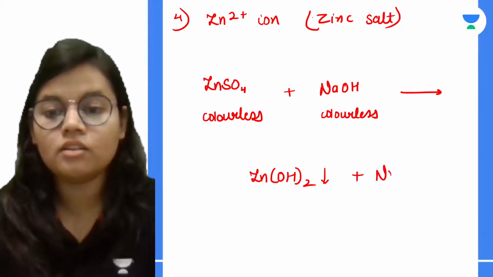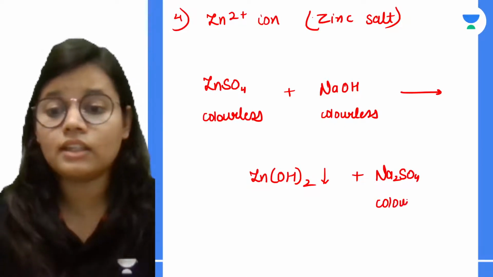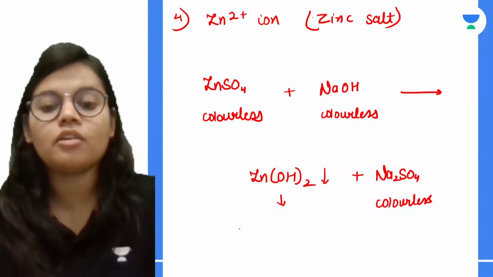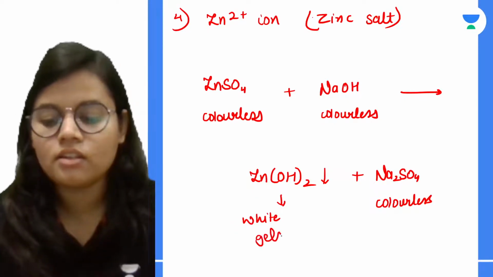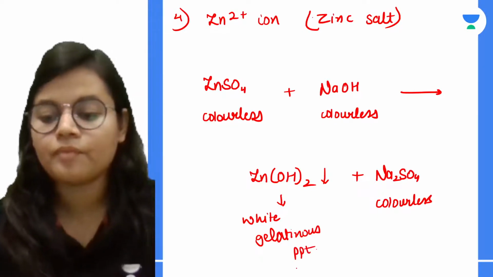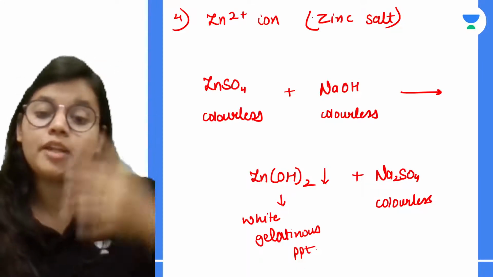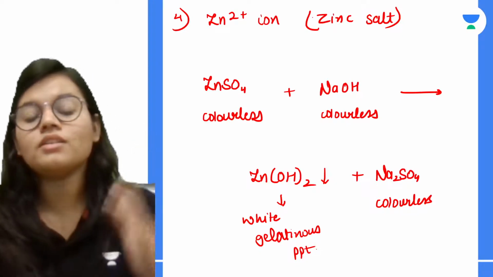And we will be getting sodium sulfate. Okay, so this is again colorless, and here this is a jelly like white precipitate, a white gelatinous precipitate. Now students, we saw a white precipitate in the case of calcium ions also. So what is the difference?